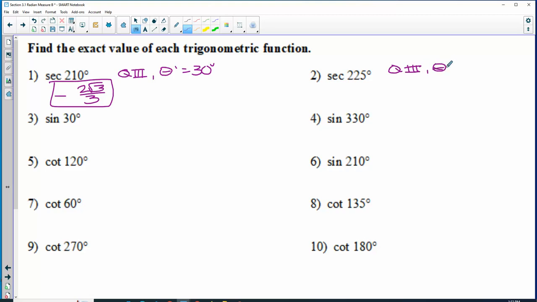Number 2, 225 is in quadrant 3. Reference angle. In quadrant 3, secant is a reciprocal of cosine. Cosine is negative. Cosine of 45 is radical 2 over 2. So secant is a reciprocal, so we get negative radical 2.